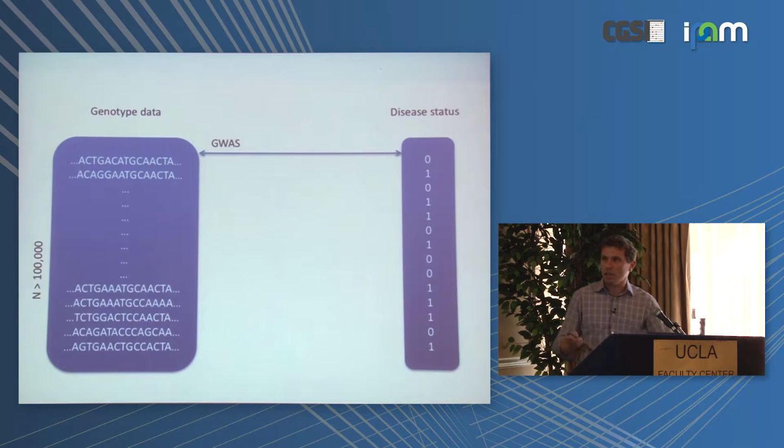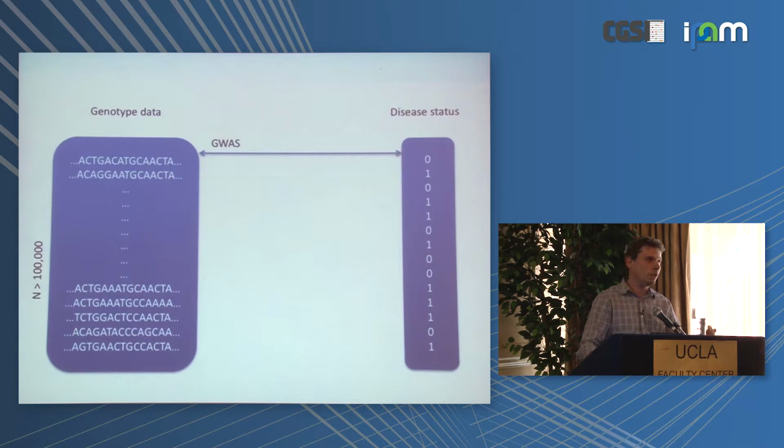And to think about this, in GWAS, what we typically do is associate variation in hundreds of thousands of individuals with disease status. And if we find a significant association, we call those risk loci in the genome.